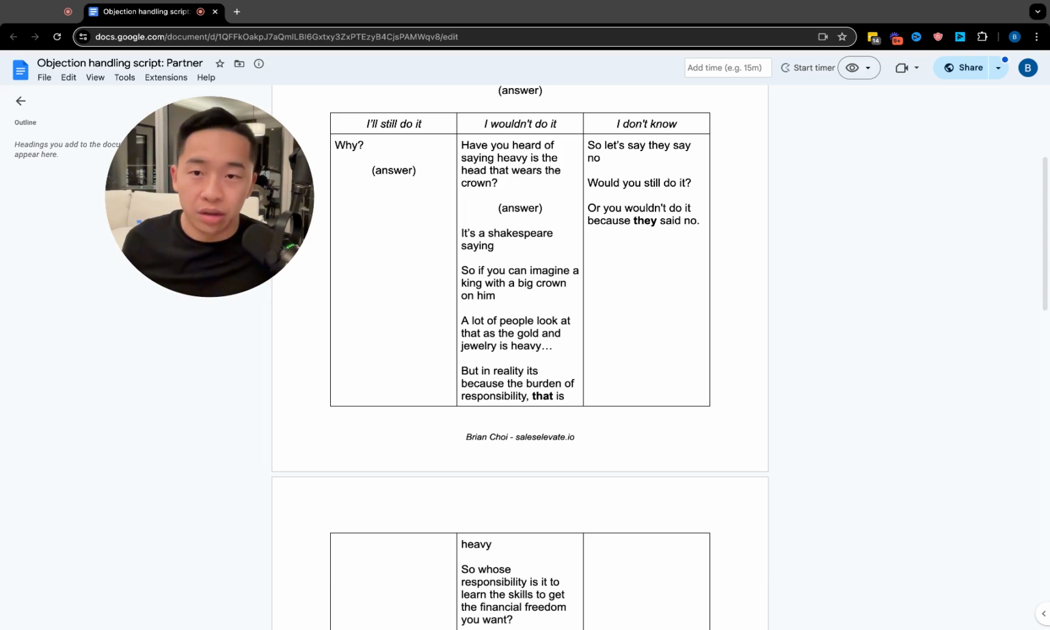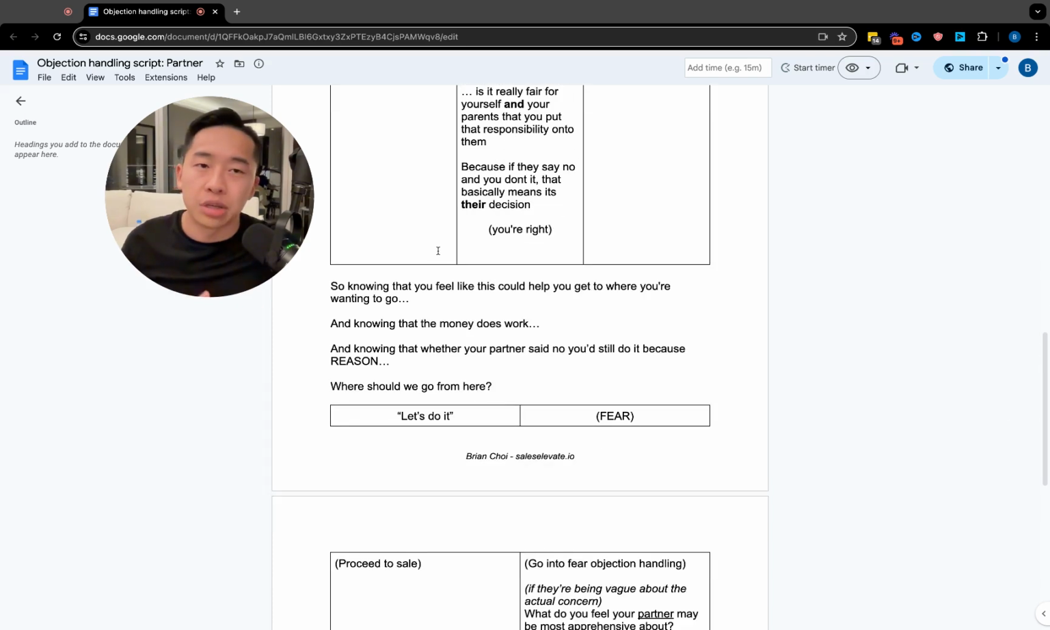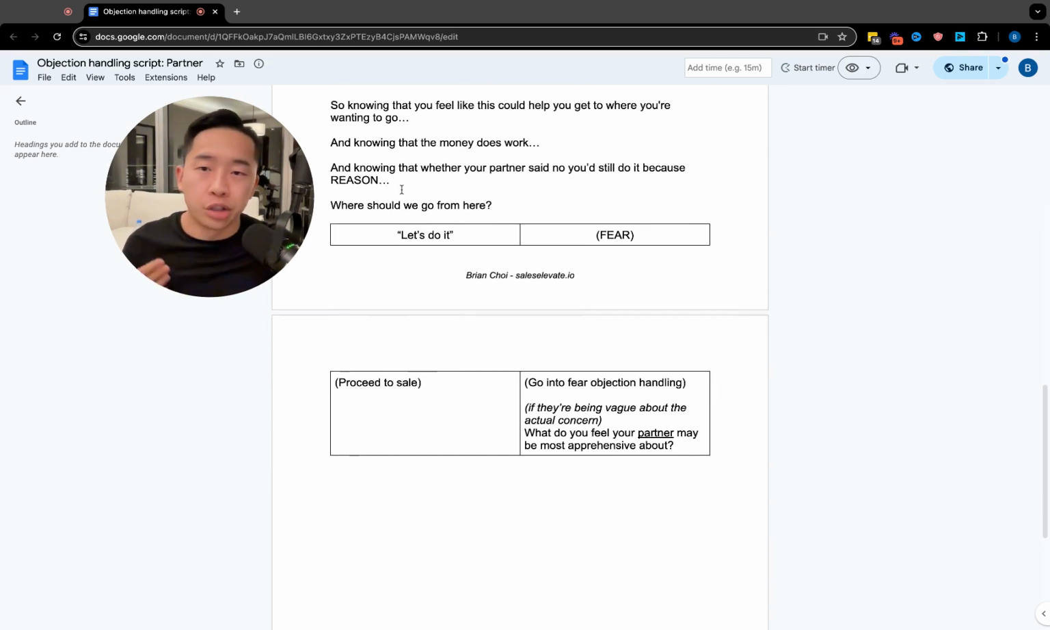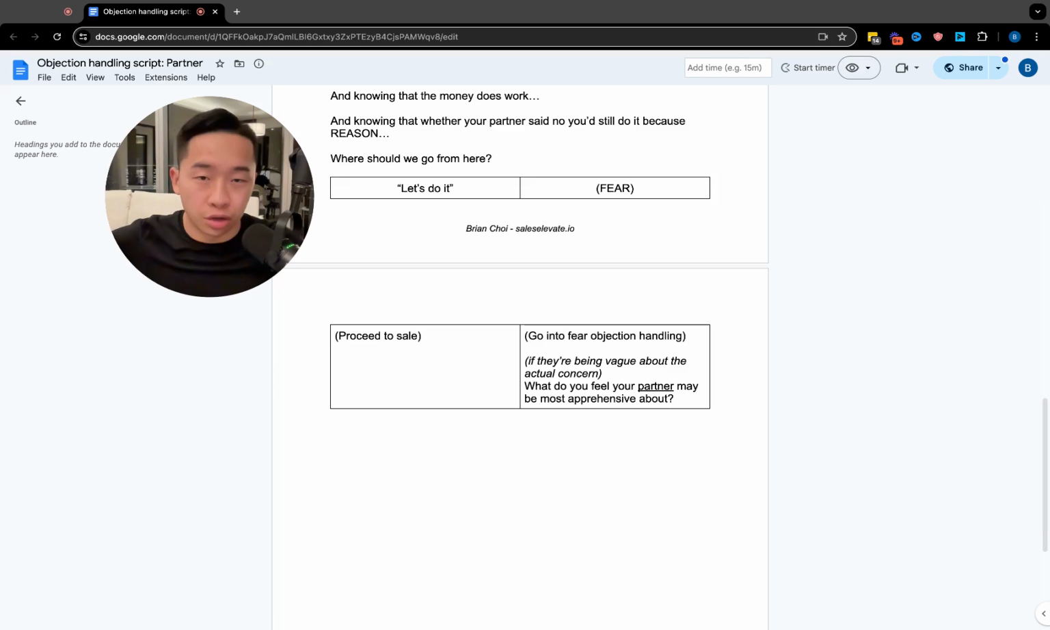The reason we ask why is that it makes them solidify the idea that they'll still do it either way. If they say, I'll do it, then it's fear-based, so you go balls to the wall. You close it on that call. Because logically, it doesn't make sense, right? If they'll still do it even if the partner says no, there's no reason to go talk to them. And they'll explain, yeah, because ultimately it's my decision, ultimately it's my future, ultimately I know best. You want those kinds of answers. At that point you say: knowing that you feel like this could help you get to where you want to go, knowing that the money does work, and knowing that even if your partner said no, you'd still do it because you know what's best for the family, where should we go from here?